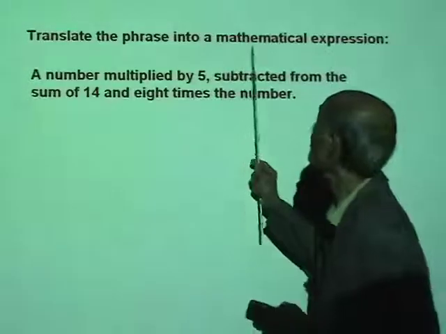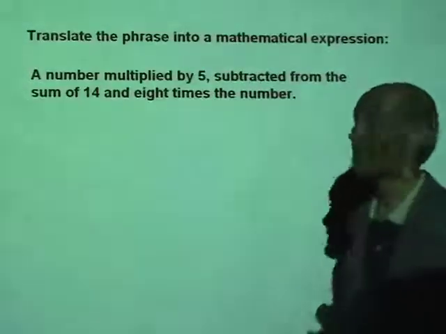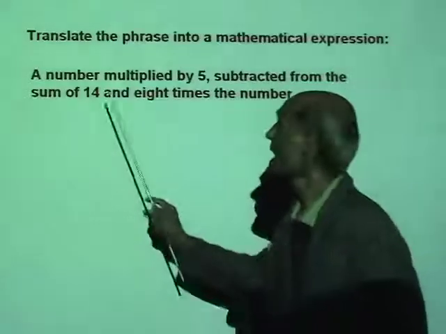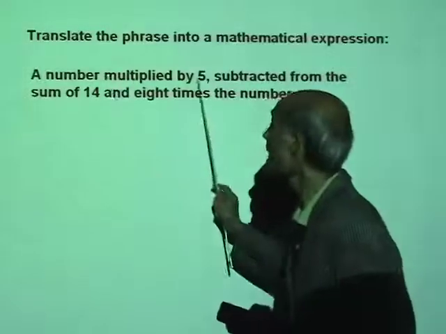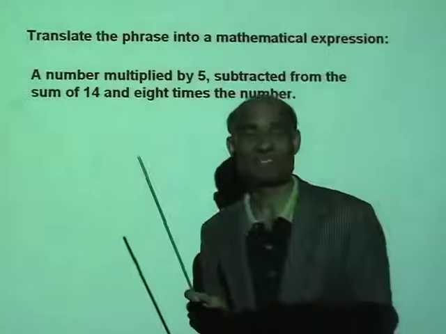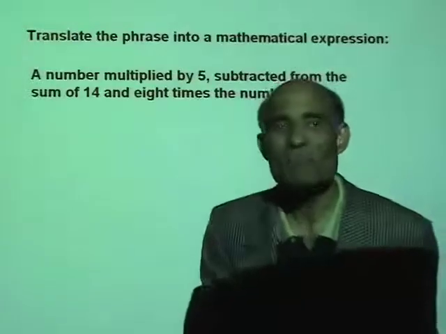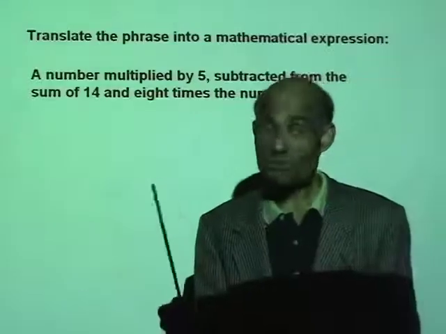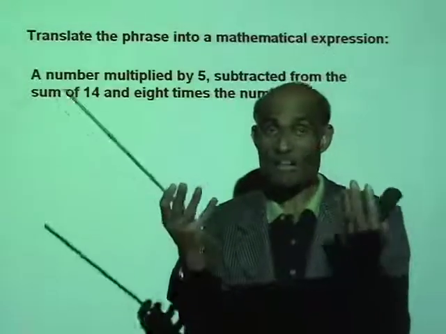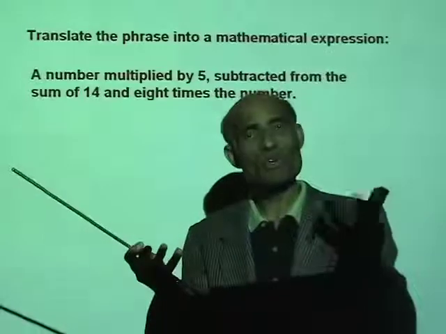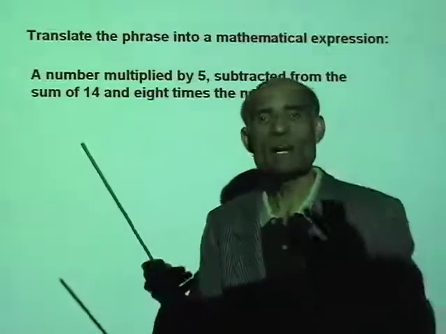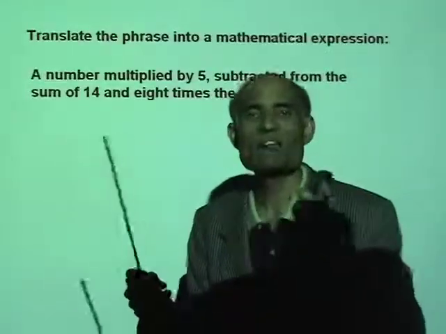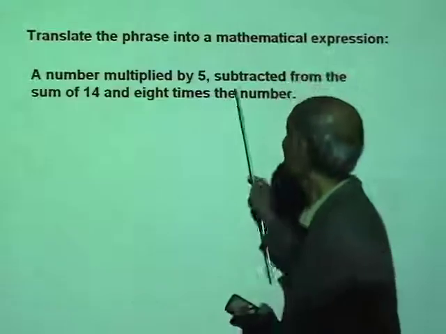Translate the phrase into a mathematical expression. A number multiplied by 5. Tell me, what will that be? A number multiplied by 5. A number multiplied by 5 is 5x. A number we're going to call x. A number multiplied by 5 is 5x.